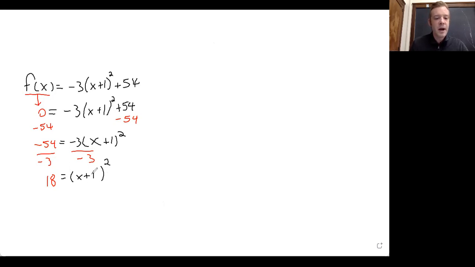So now I need to cancel out my power of 2. I need to square root both sides of my equation. Well, when I do this, we should notice that the square root of 18 is not a whole number. The square root of 18 is not a perfect square. So we have to do something different. We have to simplify this square root. And if you've not watched my video on simplifying square roots, I would suggest that you go do that because that will help this process out.